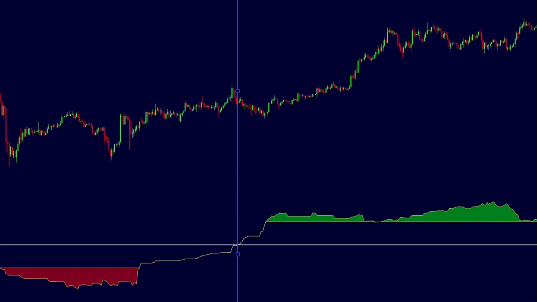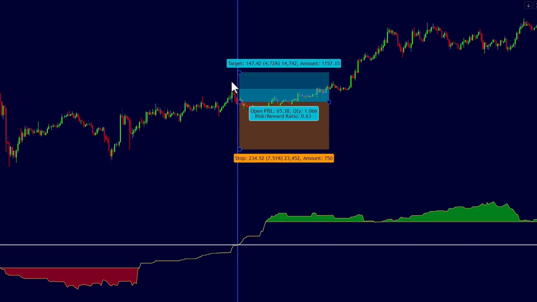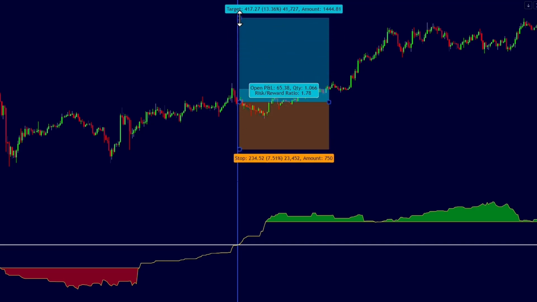Now let's take a look at another scenario. Here, the TTF line has crossed the zero level upward. By drawing a vertical line at the crossover, we can pinpoint the signal candle on the chart that presents a favorable opportunity to enter a buy order.